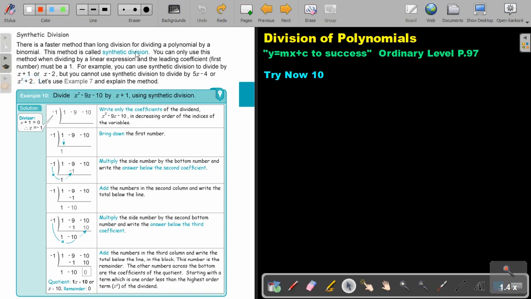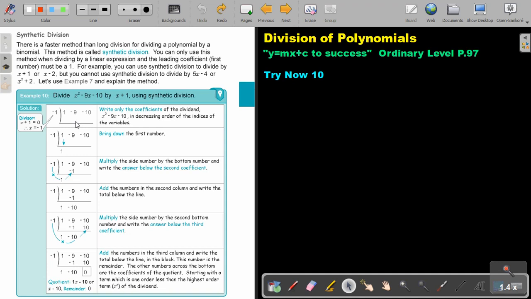plus 2. Otherwise there's an extra thing that you have to do and you're going to get confused. Then rather do long division there. But if the coefficient is a 1 and the index is a 1, then do this method. Okay, so divide this by this using synthetic division.